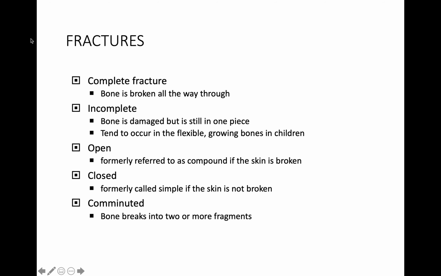Now let's look at some definitions of different fractures, which is going to be a break in the bone of some sort. Complete fracture is broken all the way through, just like it says, it's complete. Incomplete, the bone is damaged, but it's still in one piece. Tend to occur in flexible growing bones in children. Open and closed. The difference is, is the skin open or is the skin closed? Open used to be called compound, only if the skin is broken. And now it's just called open when the skin is broken, and closed when there's a fracture but the skin is not broken. And comminuted is when the bone is broken into two or more pieces or fragments.